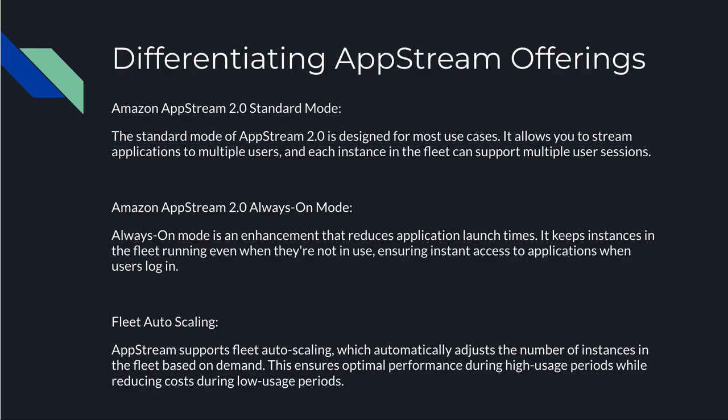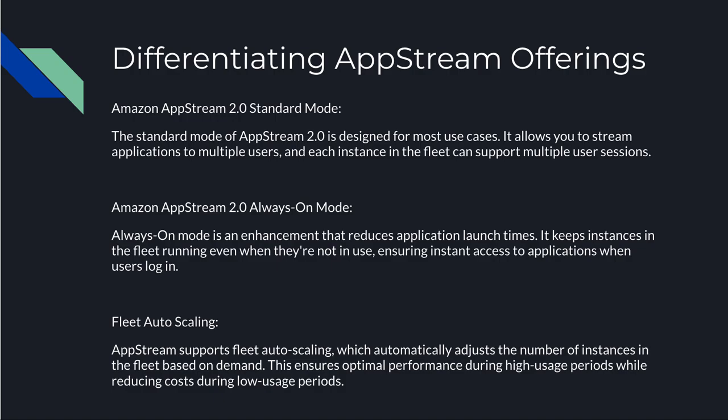Now always on mode is an enhancement that reduces the application launch time. So suppose when the user initially connects, the session has to be established, the server has to be created from the image, and that time is associated with AppStream. If you want to reduce that overhead and have faster access, then you can use this enhancement mode, which is going to reduce your application launch time. It keeps the instances in the fleet running even when they are not in use, ensuring instant access to the application when the user logs in.